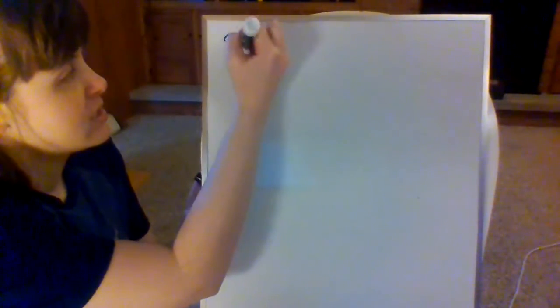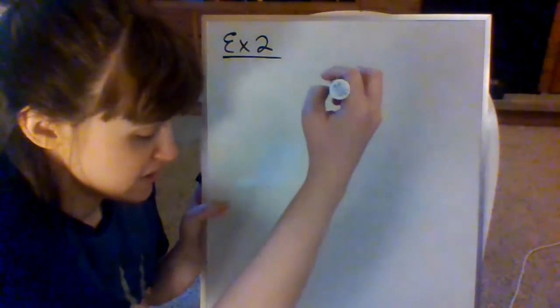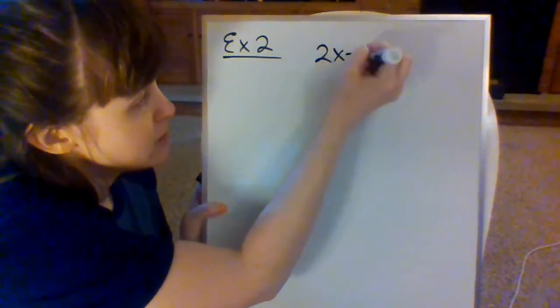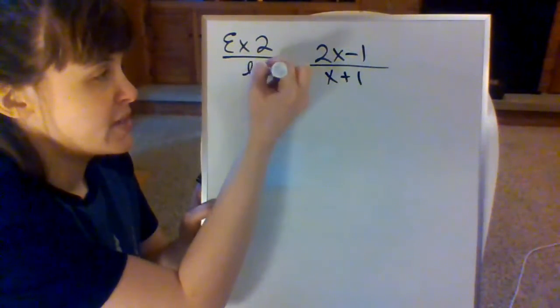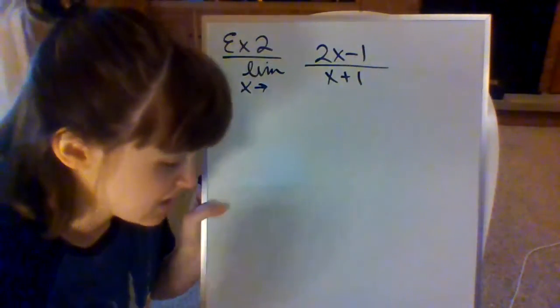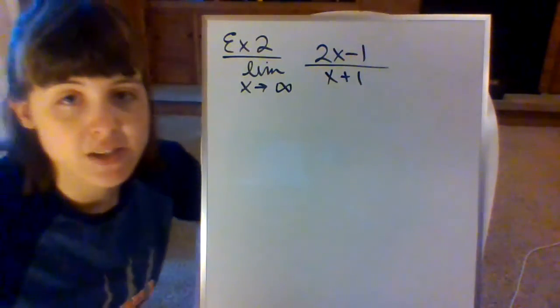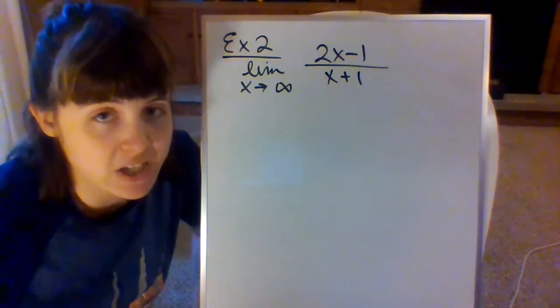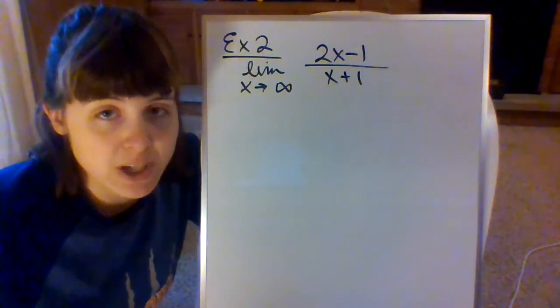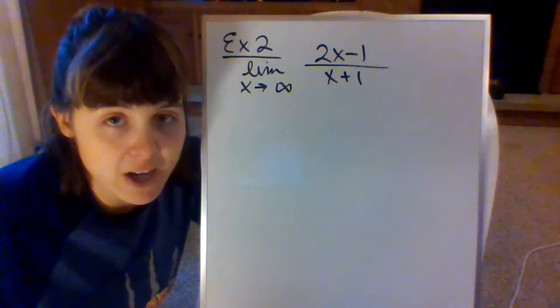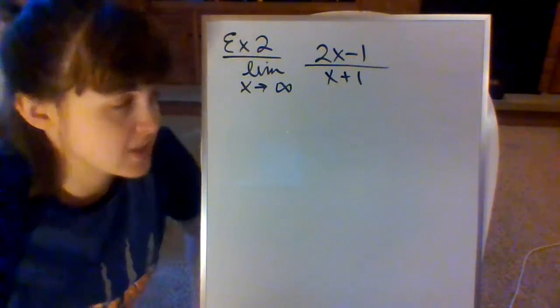Alright, example 2. We're now going to start dividing by the highest power of x in the fraction. I'm going to demonstrate that to you. Example 2 says 2x minus 1 over x plus 1, and we're supposed to find the limit as x approaches infinity. We're looking for the highest power of x in this fraction, and as you can see, the highest power of x is x to the first. So we're going to divide every single term in this fraction by x.